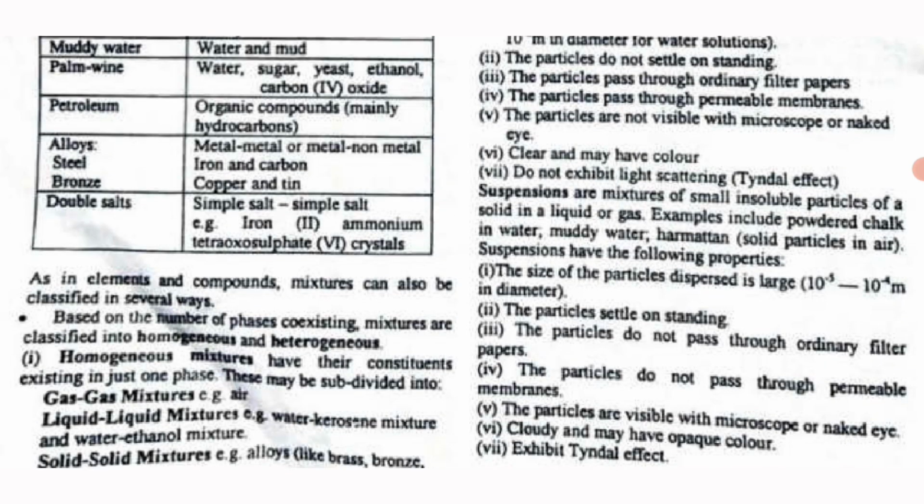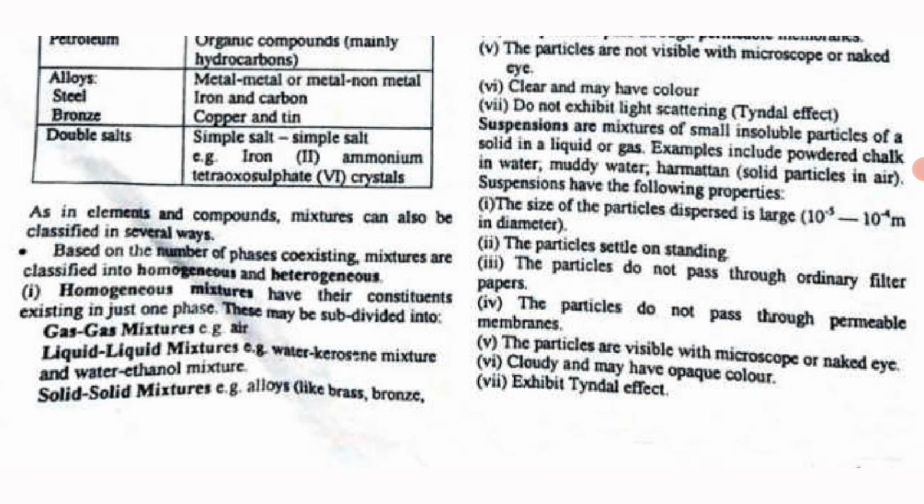So these are examples of mixtures. Right, as in elements and compounds, mixtures can be classified in several ways. Based on the number of phases coexisting, mixtures are classified into homogeneous and heterogeneous. Now, based on the number of phases, don't forget we talked about the phases of matter to be gas, liquid, and solid. So now homogeneous mixtures have their constituents existing in just one phase. So for instance, we have gas, liquid, solid. When it is gas to gas, liquid to liquid, solid to solid, the mixture is said to be homogeneous. For example, gas to gas mixtures, we have air.